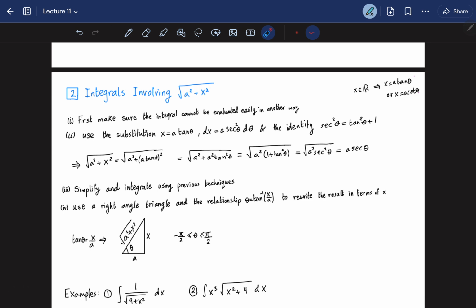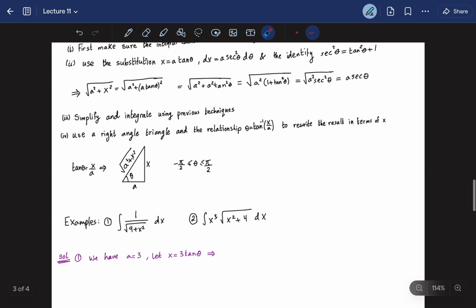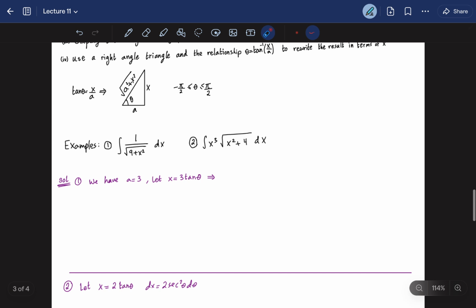Again, we simplify and we integrate. And now if we want to plug in the answer in terms of x back in, we're going to use the inverse to get theta. We're going to use this triangle to get any trig function that we want. Now tan of theta from here is just x over a, and this is by Pythagorean, and we have this to be my theta. So let's try it.